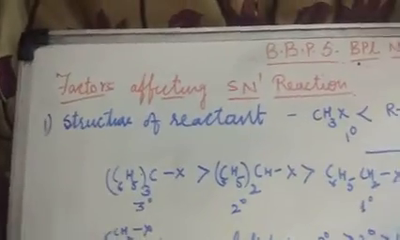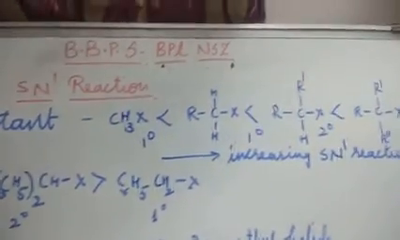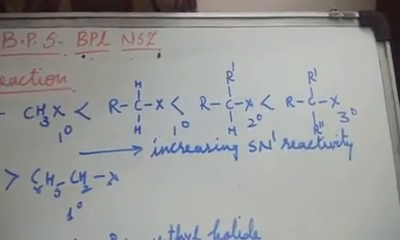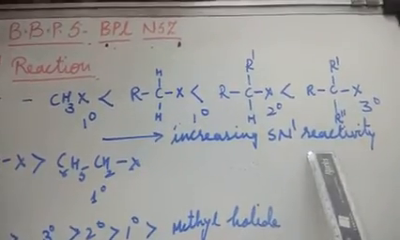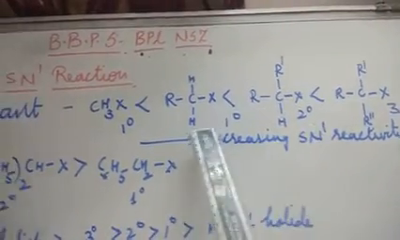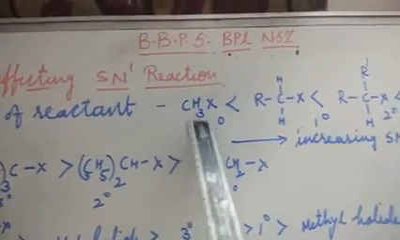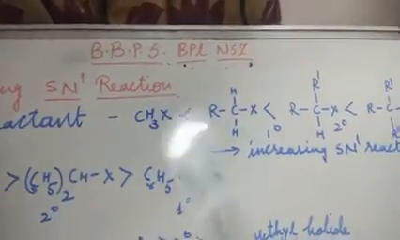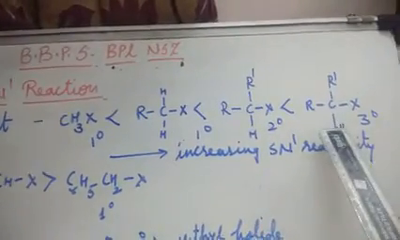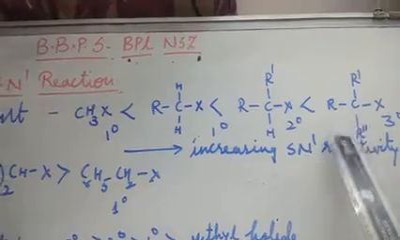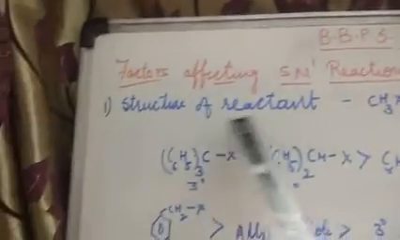Firstly, the structure of reactant. In the structure, we have already done, students, that if the structure is tertiary, then it will show maximum reactivity towards SN1 reaction. Lesser in secondary, further less in primary, and least in case of methyl halides. So what is the reason, students? You know, students, that tertiary carbocation has maximum stability. So the first factor which affects SN1 is the structure of reactant.